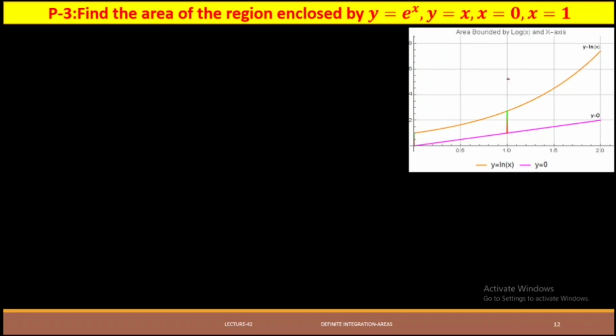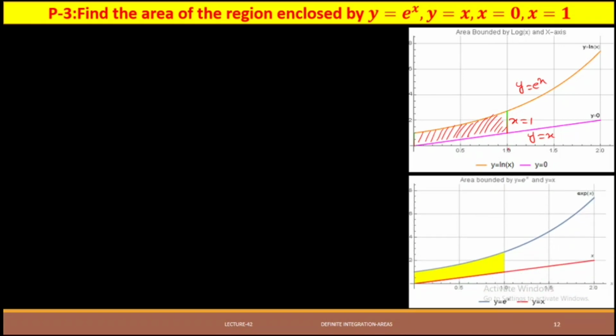This is the graph of y is equal to e to the power x. This is the graph of y is equal to x. And this is the line x is equal to 1, x is equal to 0 means y-axis. So we have to find out the area of the region bounded by these 4 curves. This is the region, required region. So you can see this is the required region that we need to find out. Let me show you the shaded region here. So this yellow colored region is the required region. Let us find out that area.